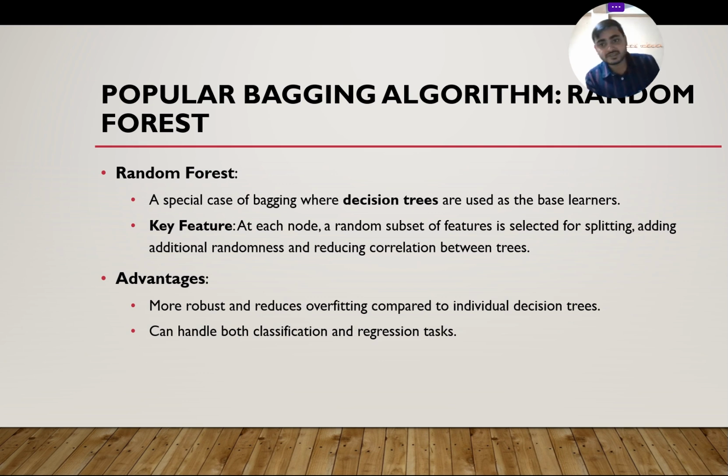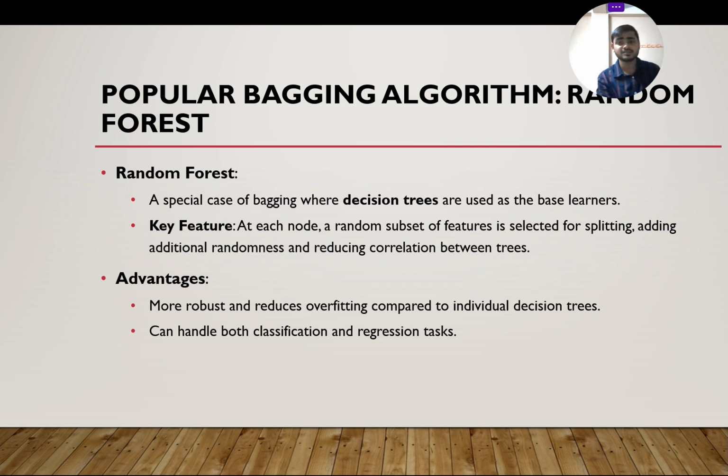I have discussed earlier that the most popular bagging technique is random forest. Random forest is nothing but a special kind of bagging technique. Why is it called a special kind of bagging technique? First it bootstraps the data, creates subsets, then applies a decision tree to each and every subset. That is the specialty of a random forest. So it is the special case of bagging where decision trees are used as base learners.